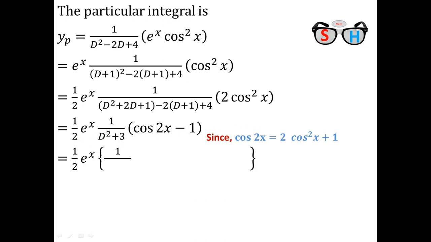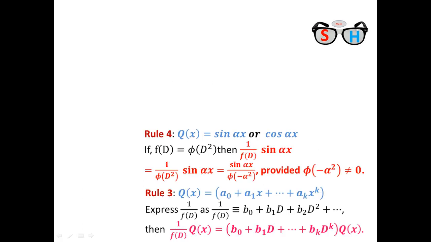This means half of e to the power x of 1 by d square plus 3 of cos 2x minus 1 by d square plus 3 of 1. Okay. Here 1 by f(d) of sin x or cos x. For that purpose we have to calculate it. Now I take the result. Now further process.